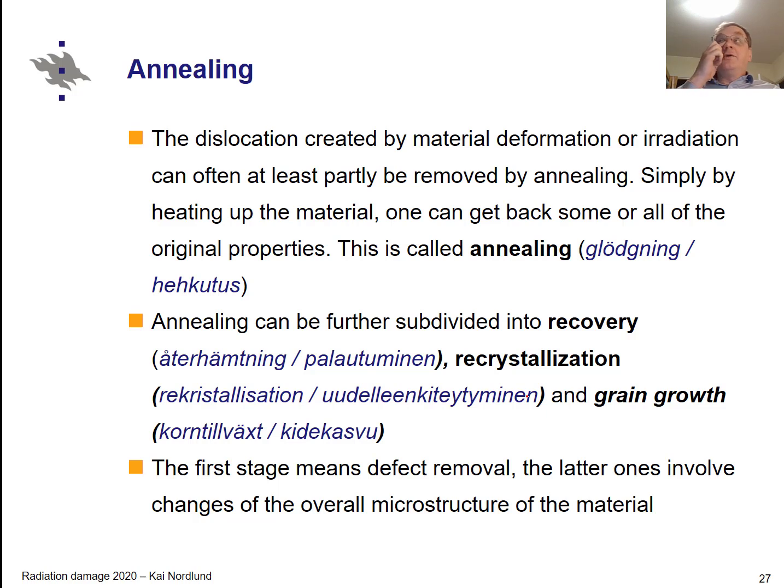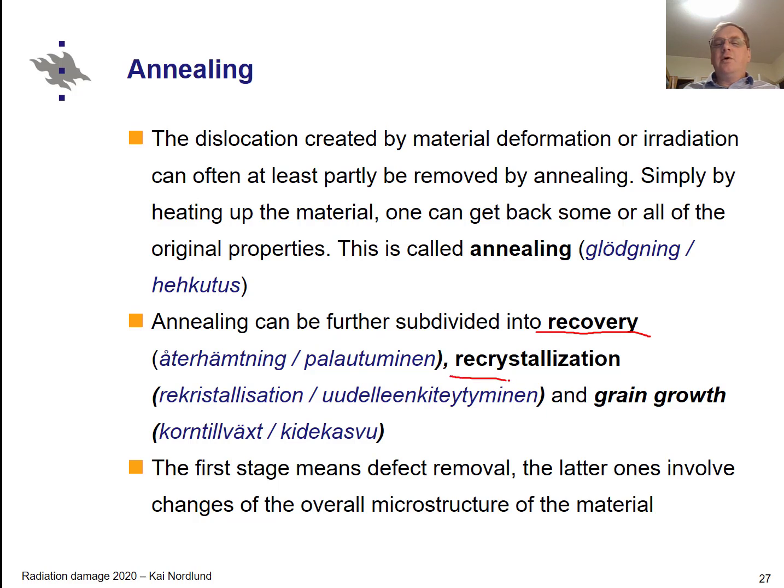Well, the good news here is that you can remove dislocations. The basic idea for removing dislocations is simply to heat it up, and that usually makes dislocations mobile, start reacting with each other, getting to lower energy states, and this means that you can recover the properties towards this equilibrium state.